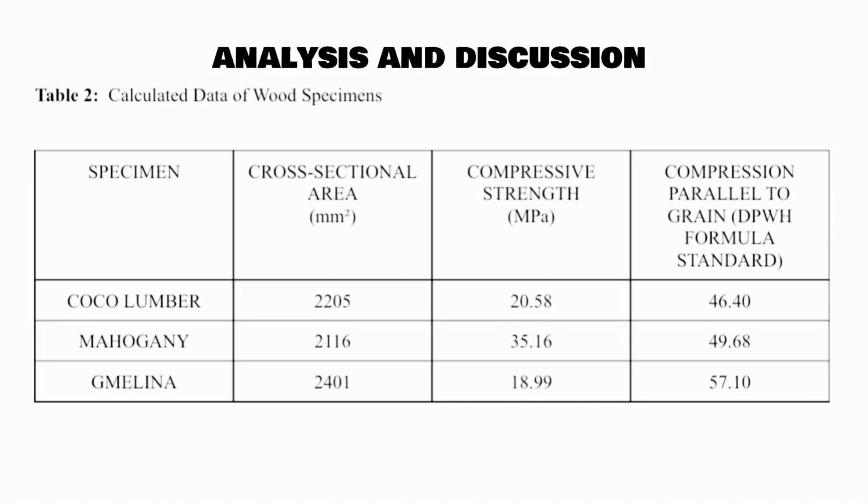Variables such as moisture content, grain orientation, and natural wood defects like knots or cracks may have contributed to the reduced strength of the specimens. These factors are critical in determining the unsuitability of wood for construction use. The experiment adhered to proper testing procedures following ASTM D198-22A for compression testing.